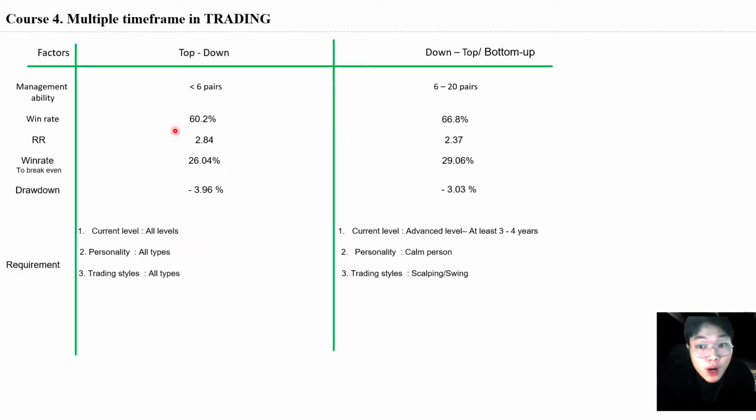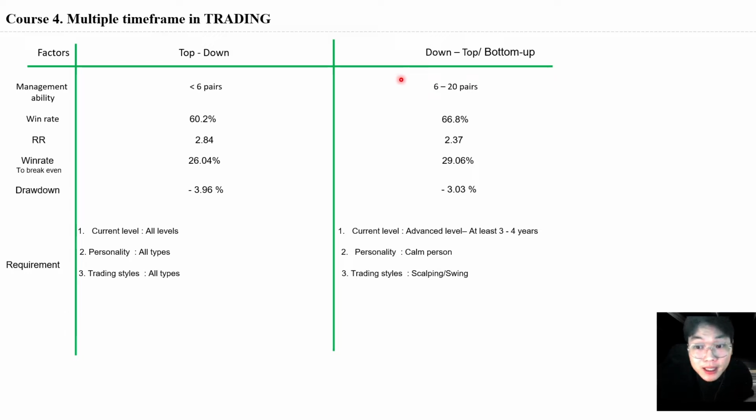I will summarize in a table like this, with the factors for top-down and the down-top, or bottom-up, analysis. The first factor I want to look at here is management ability. For top-down analysis, you should only manage fewer than 6 currency pairs or stock pairs in the market. For bottom-up, you can manage from 6 to 20 pairs.